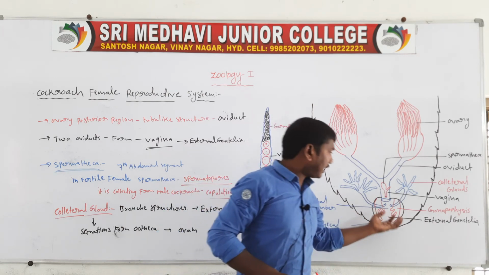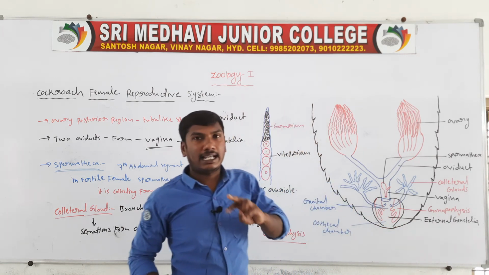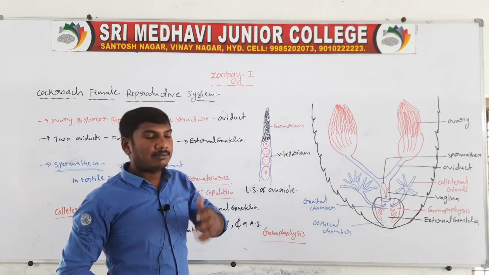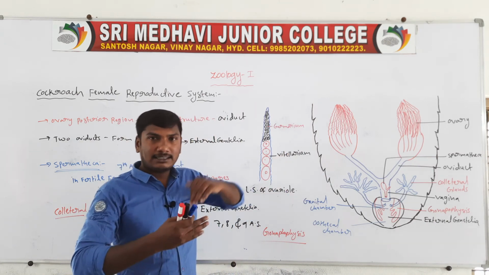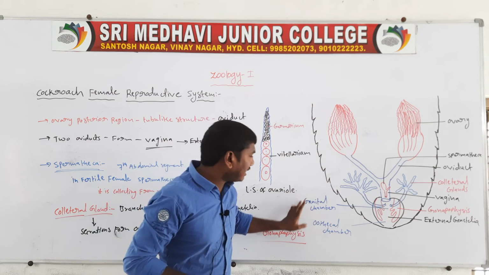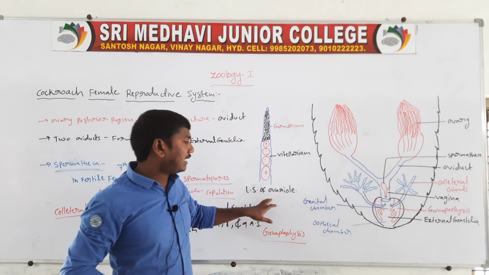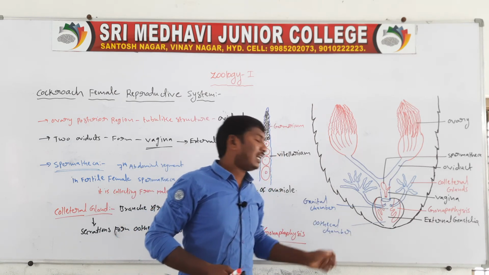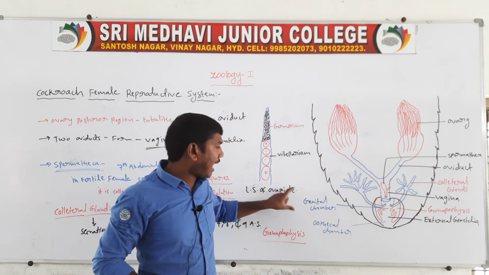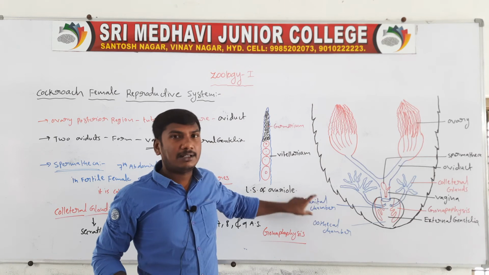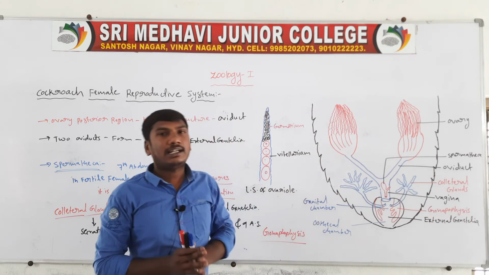Next, the external genitalia contain two chambers: one is the anterior chamber, the other is the posterior chamber. The anterior chamber is called the genital chamber. The posterior chamber is called the oothecal chamber.